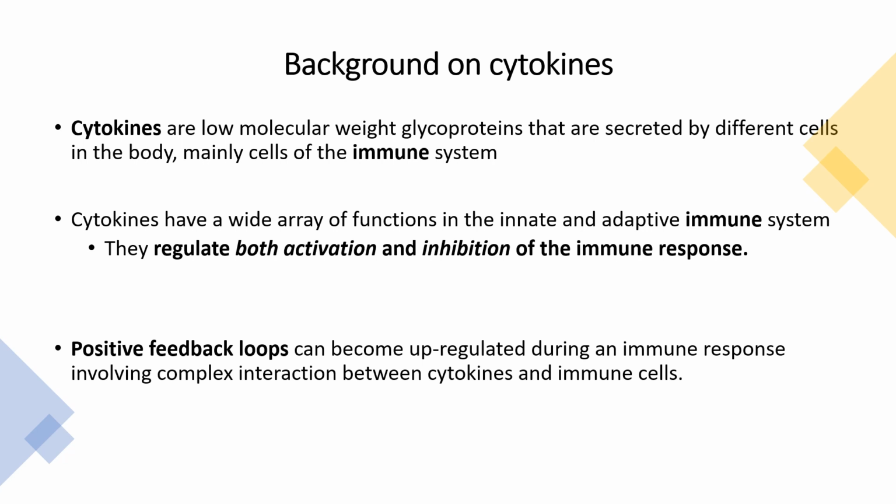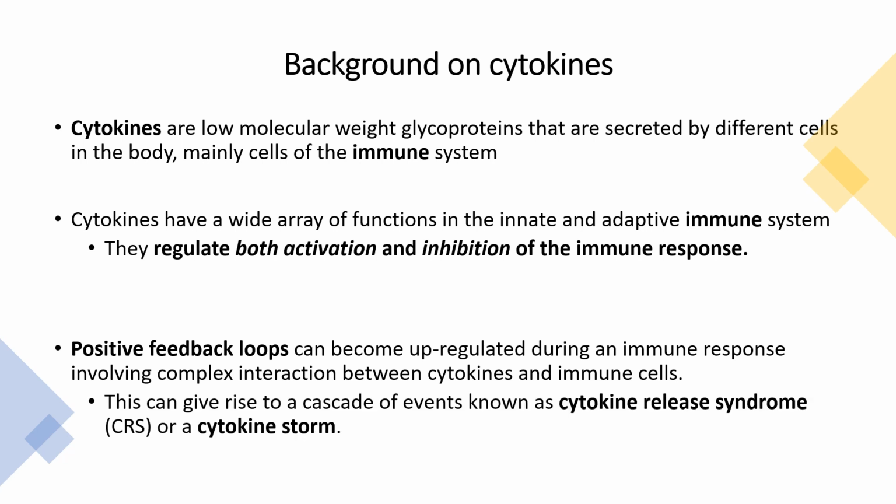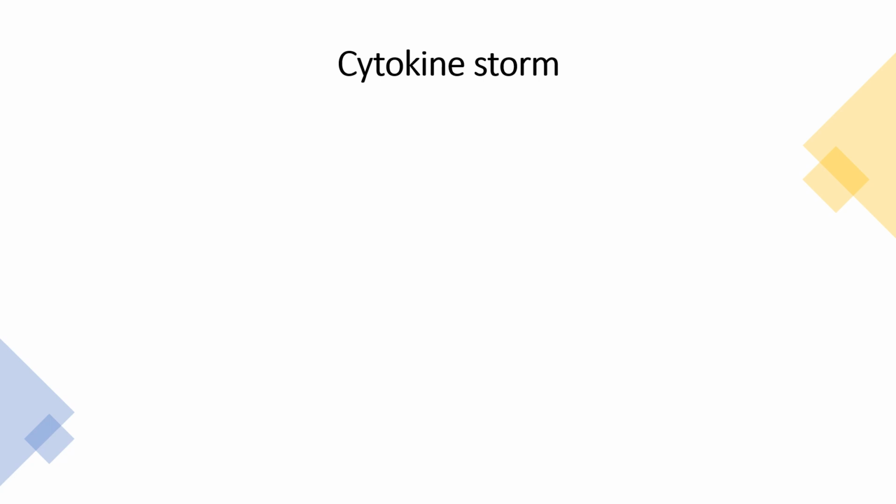Positive feedback loops can become upregulated during an immune response, and these involve complex interactions between cytokines and immune cells. And this can give rise to a cascade of events known as cytokine release syndrome, or a cytokine storm. Notably, while they're often used interchangeably, there actually exists a distinction between the terms cytokine storm and cytokine release syndrome. Cytokine storms typically refer to an acute reaction, while CRS is usually a more delayed response.